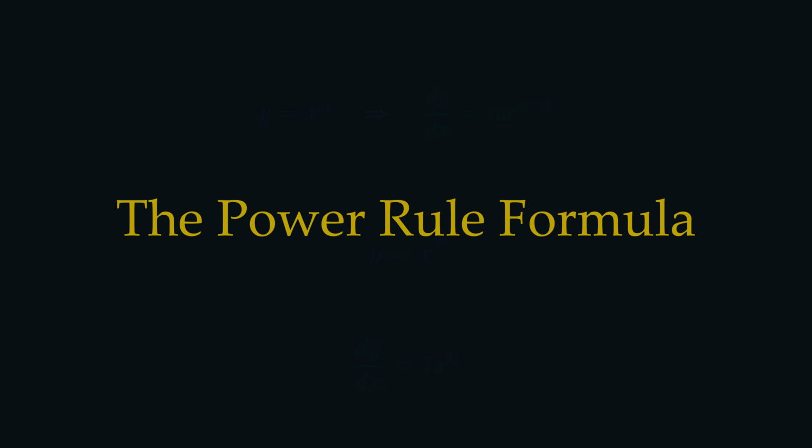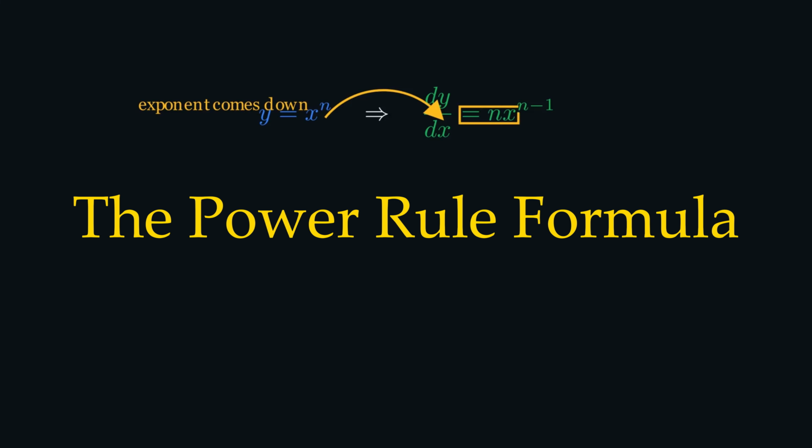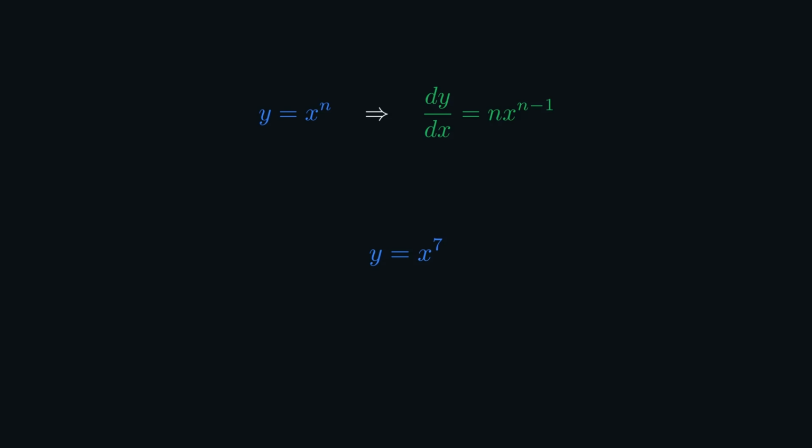The power rule formula. If y equals x to the n, then dy dx equals n times x to the n minus 1. Take the exponent n, multiply your function by it, and reduce the exponent by 1. For y equals x to the seventh, take the 7 and put it in front, reduce the exponent from 7 to 6, and the answer is dy dx equals 7x to the sixth.